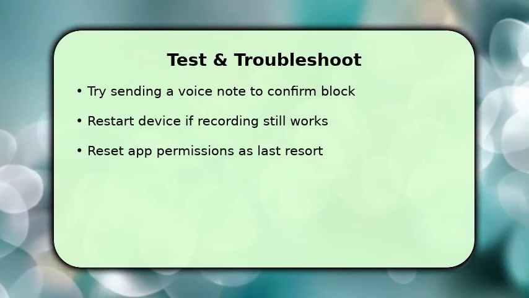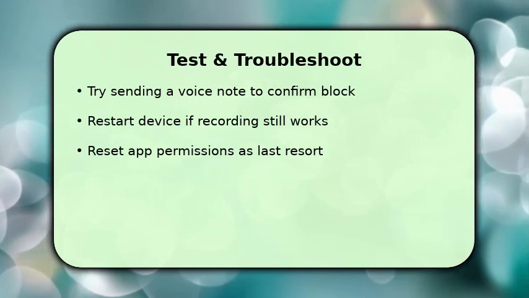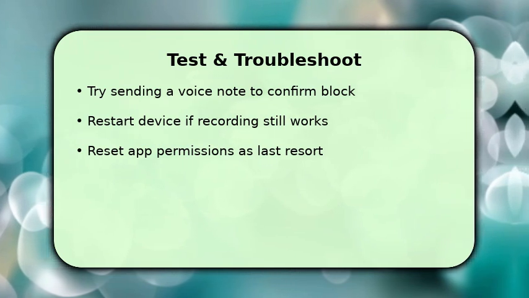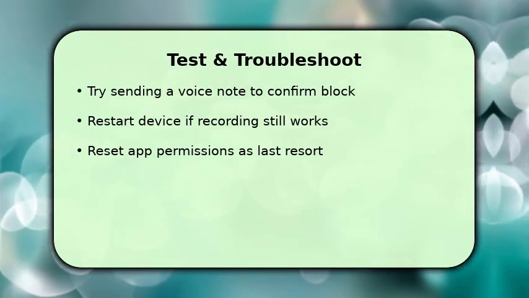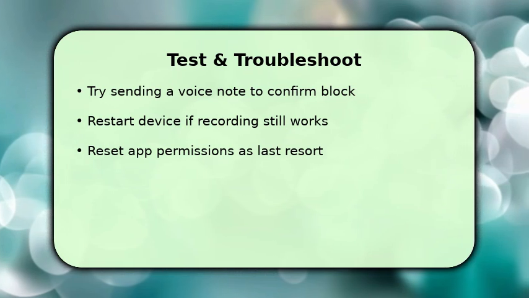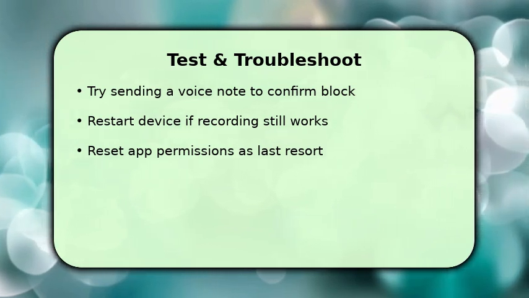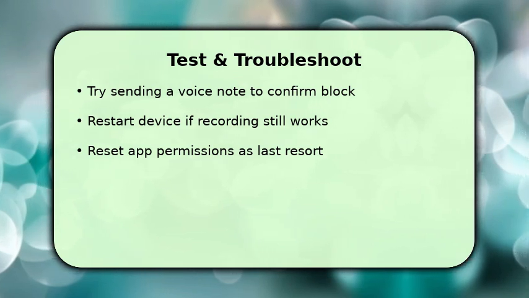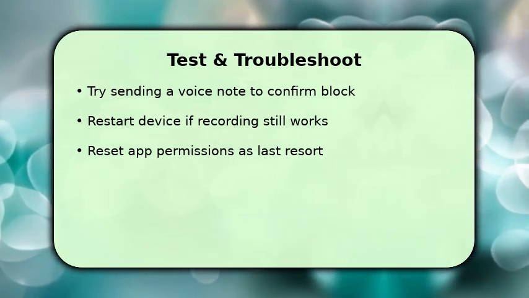Now test by opening a chat and attempting a voice note. WhatsApp should prompt that microphone is unavailable or the record button will fail. If recording still works, restart the device to apply changes and retest. If it persists, remove and reinstall WhatsApp, then immediately deny microphone permission during setup. Make sure to back up chats first.